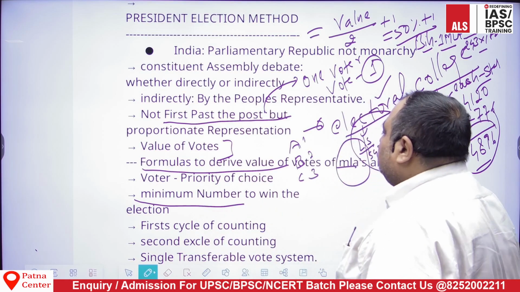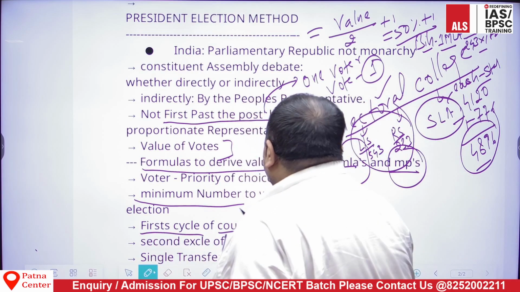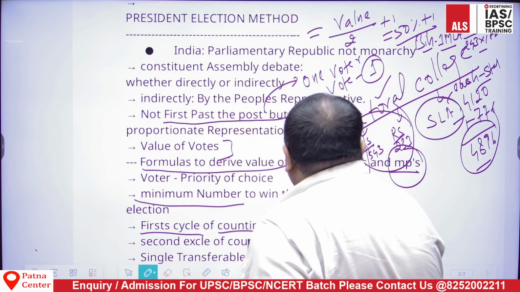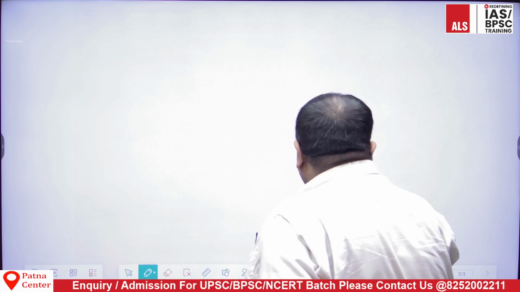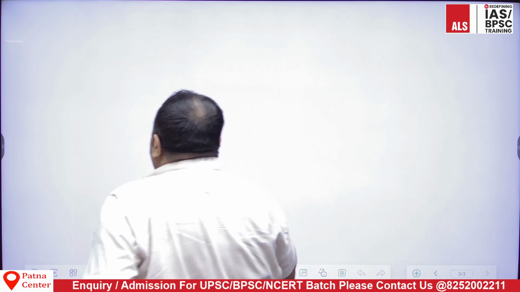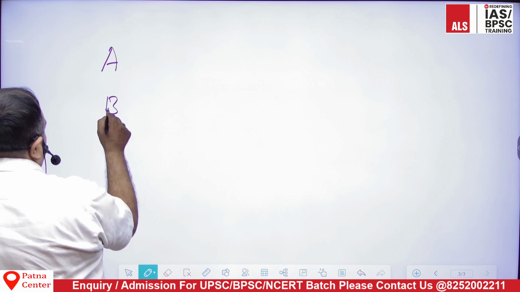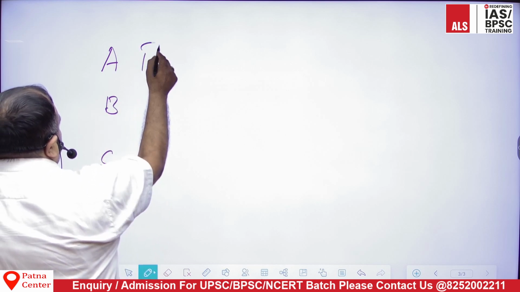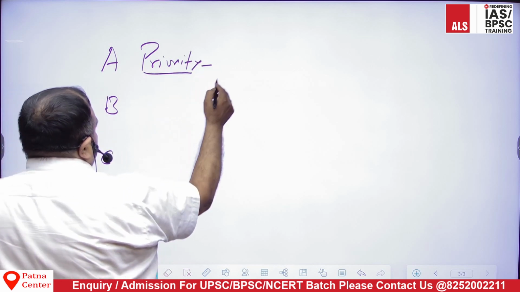So, the first cycle of counting begins, and in the first cycle, for every candidate, let's suppose candidate A, candidate B, C, how many first priority votes do they get? That is number 1.